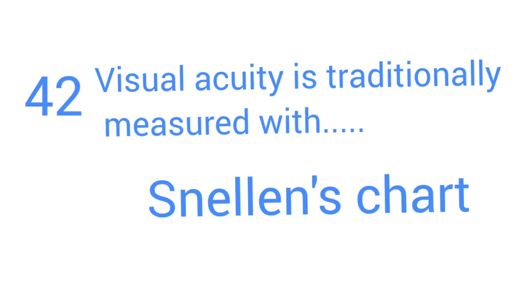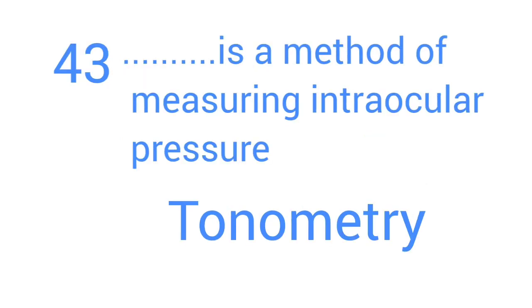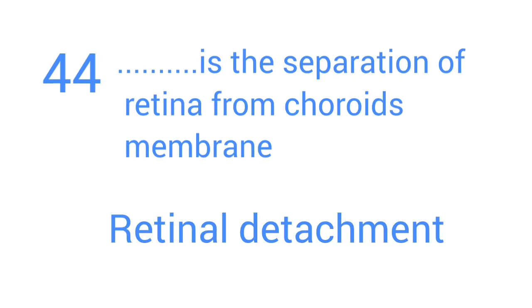Visual acuity is traditionally measured with the Snellen's chart. Dash is a method of measuring intraocular pressure. Tonometry. Dash is the separation of retina from choroid's membrane. Retinal detachment.